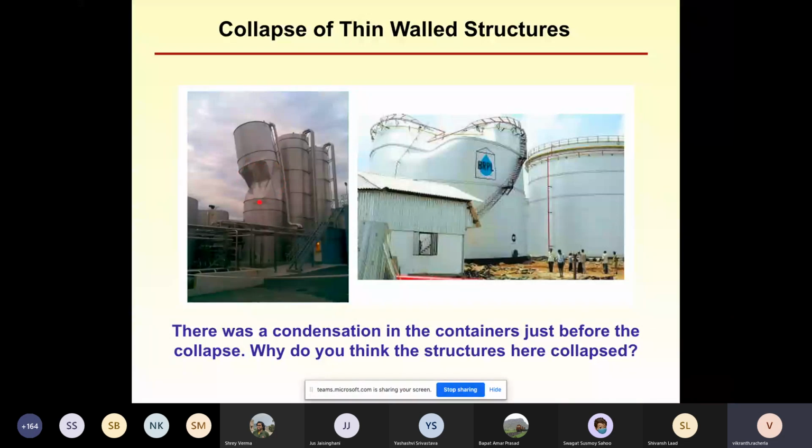Why do you think the structure collapsed upon use? And in failure, one point you can always think about is, did the failure happen the first time it was used, or did it happen upon repeated use? So this is a very important point. So what do you think happened here?